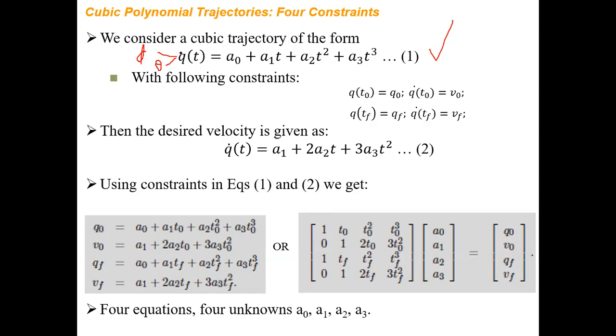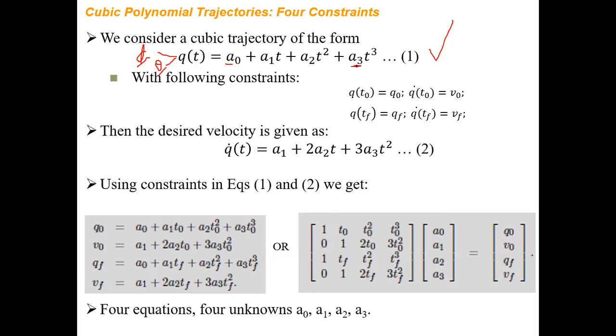That link could be prismatic. In that case, my Q will be D. That joint rather could be revolute. In that case, my Q will be theta. Now here A0, A1, A2, and A3, because we want to model the trajectory, right? We want to model what will be the trajectory. What is the nature? What does the trajectory look like from initial point to final point, right? And we're assuming cubic because it's going to be in that shape.